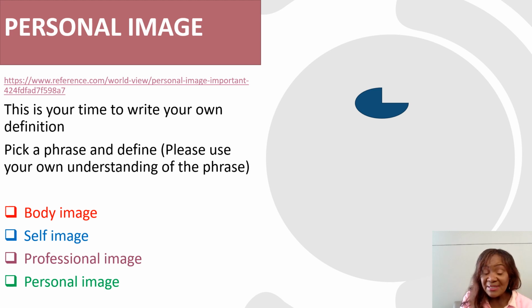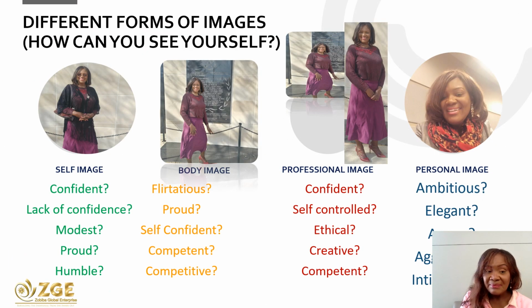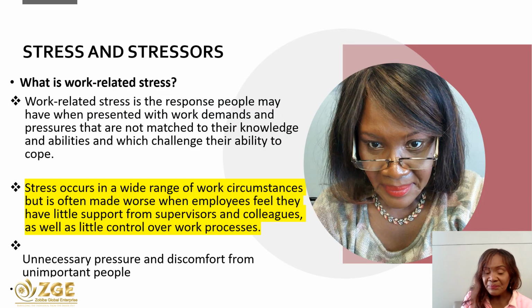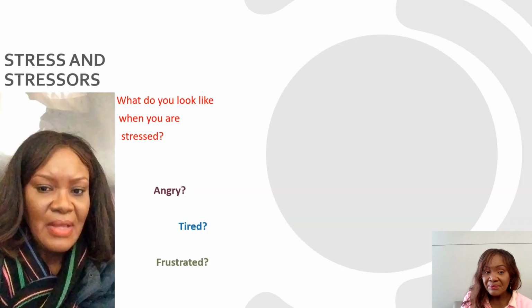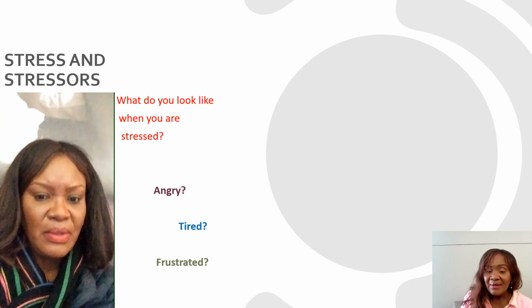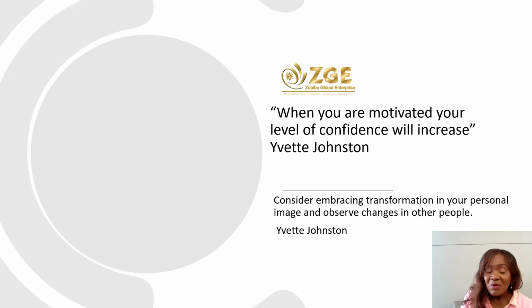Then we get into personal image, and then we show the different forms of images, and how do you see yourself. Then we talk about stress and stressors. What do you look like when you're under stress, extreme stress? So that's a picture of me of what I look like under extreme stress.